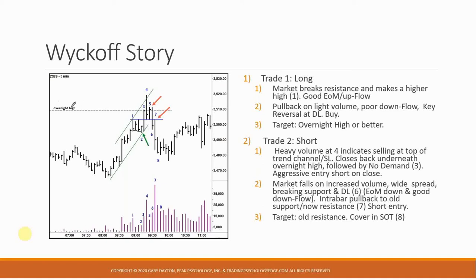And our target is going to be the overnight high or higher. Use structure for the target, right? And the market goes up, and it gets into the top of the trend channel, the supply line, and it finds some supply there, right? Look at bar four. We have the largest amount of volume so far on this chart, right? And it's down. That's distinctly different than what we've seen before. Prior to this, the higher volume has been on up bars.